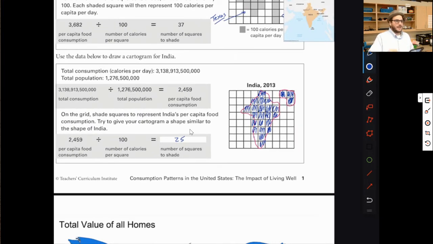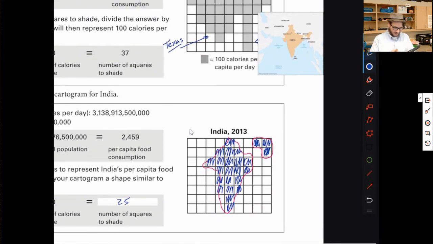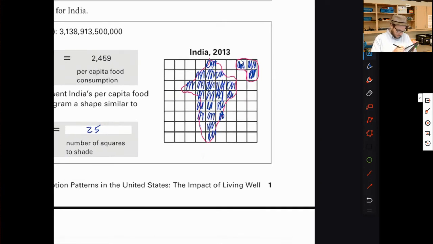As you can see up here, there's a key for the one for the United States. It says that 1 square is 100 calories per day. So we also need to put that down here, so that 1 square equals 100 calories per day, per person. So per person per day.